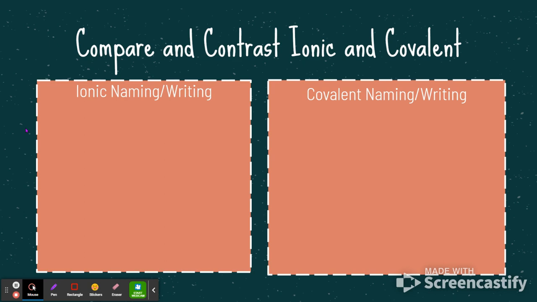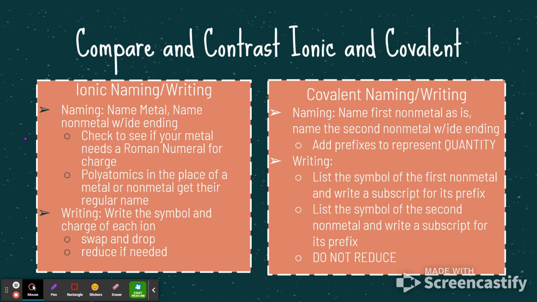So go ahead and put a pause on there and see if you can recognize the differences in ionic versus covalent naming and writing. And then once you think you've got something, go ahead and put me back on, and you can check to see what you've got versus what I have. Okay, so you should have had enough time. We're going to go ahead and switch to the next slide, and I'm going to talk you through this.